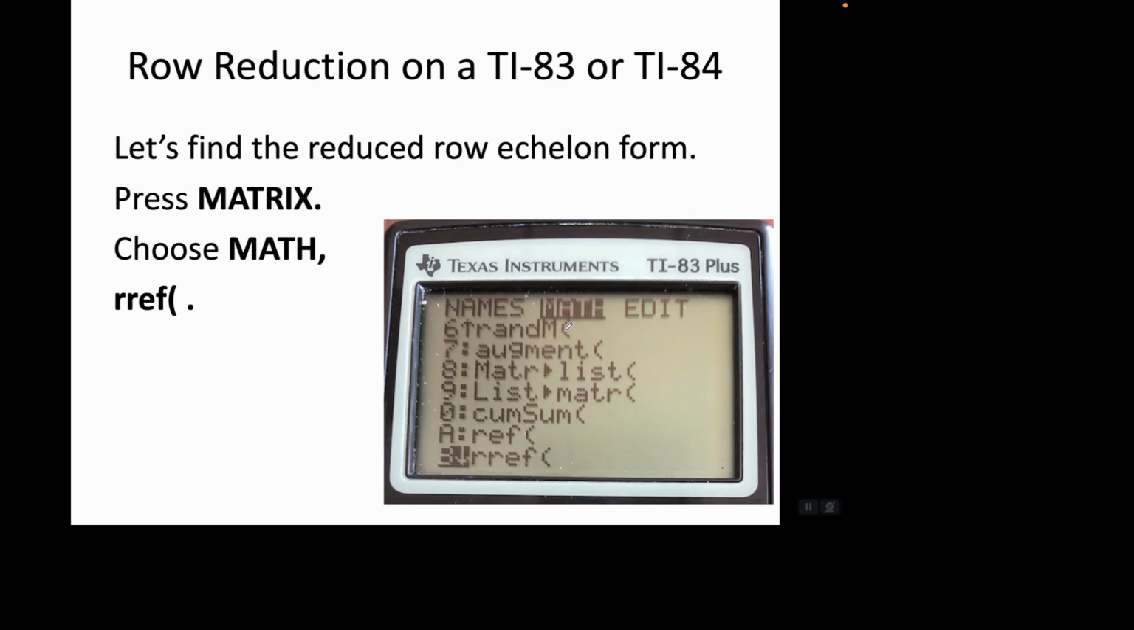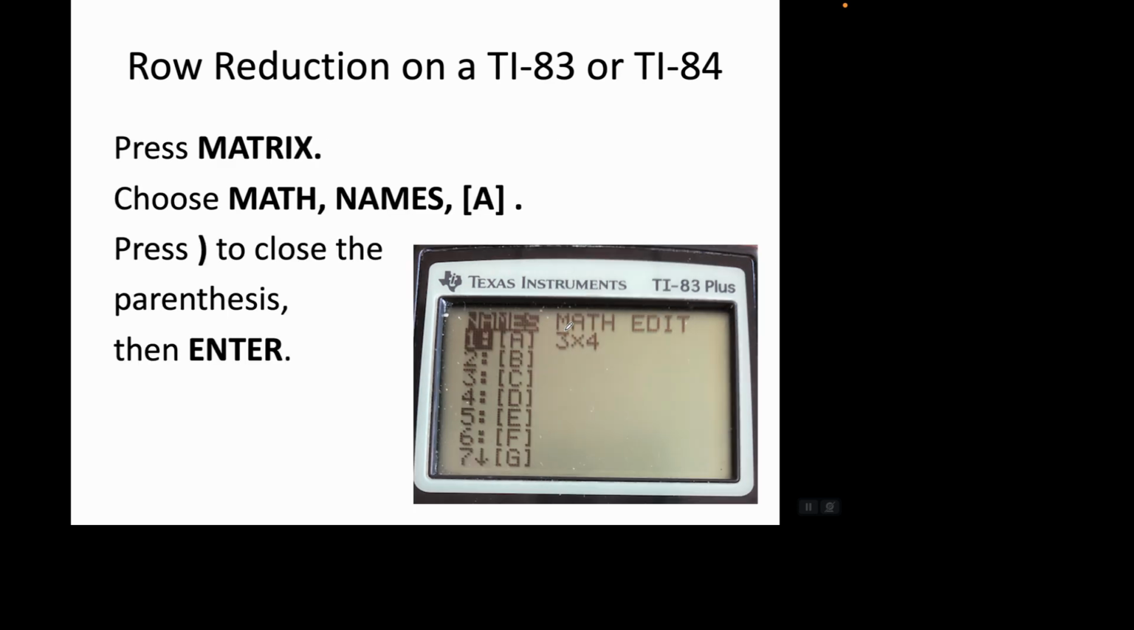Let's find the reduced echelon form of the matrix. So press matrix, choose math, and then you have to scroll down quite a bit with the down arrow to get to ref. So once you get to ref, press enter.